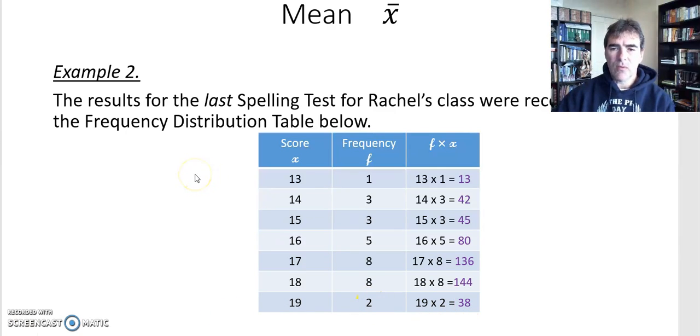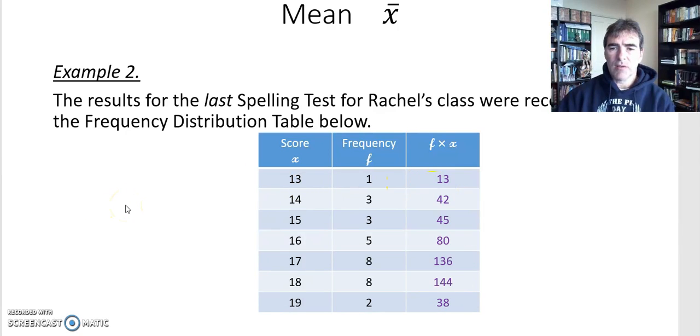So normally we wouldn't have all that working out written in that column. So we'll get rid of that working out and just have our totals there. So that's how we work out that F times X column, or sometimes it's just written as Fx without the times sign in between, just using algebra. But we do need to know how many scores there were, so how many students were in the class. To do that, we add up our frequency column, so the sum of our frequency column, and there are 30 students in the class. But we also need the total of all the scores, so 13, 42, 45, etc.